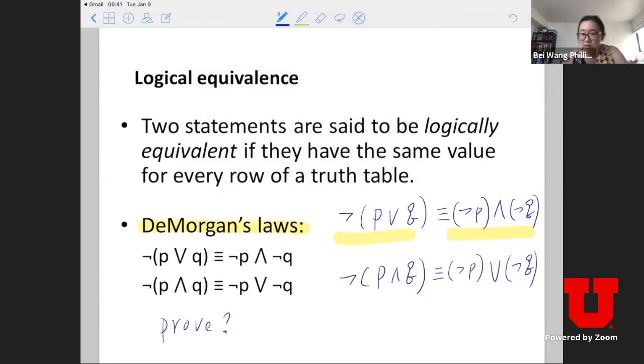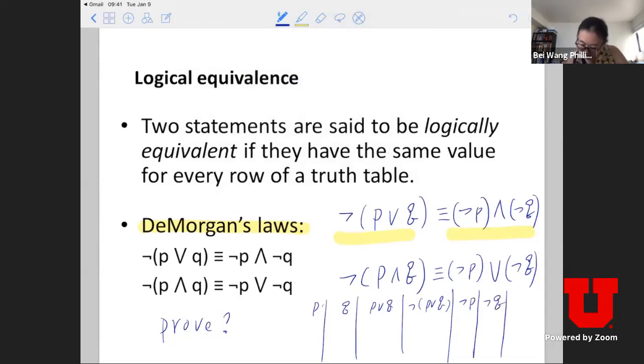So I will give you a hint, and this is something you could practice. You can say, I'm going to build a truth table, P, Q, and P or Q, and I'm going to have the negation of P or Q. I'm going to have also negation of P, negation of Q, and negation of P and negation of Q. And then you're going to do all the possible combinations.